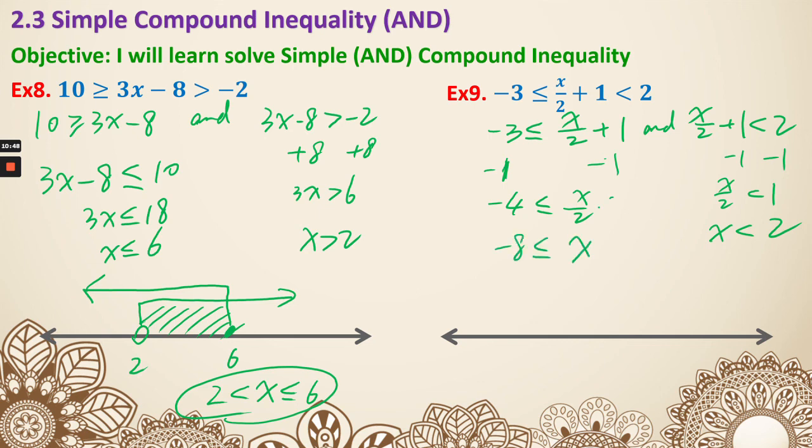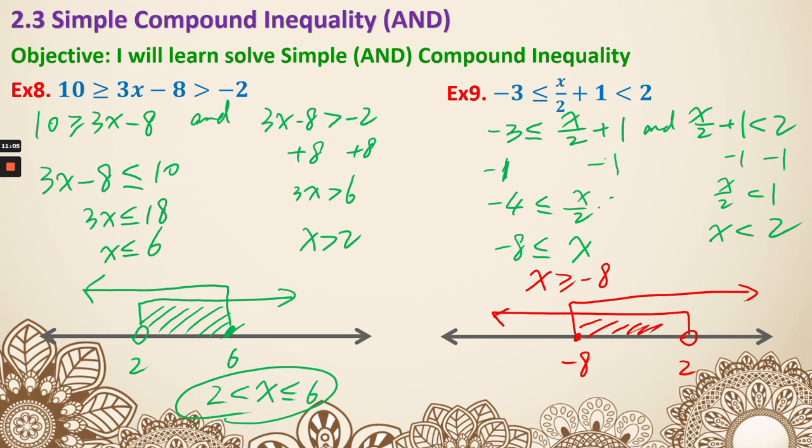But my x is still on the right side. I need to flip it to the left side before I start graphing. So I need to flip the sign. Negative 8, solid dot. 2, open circle. 2 points to the left. Negative 8 points to the right. Final answer, negative 8 is less than or equal to x, which is less than 2. And that is example 9.